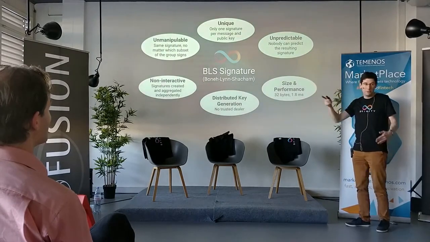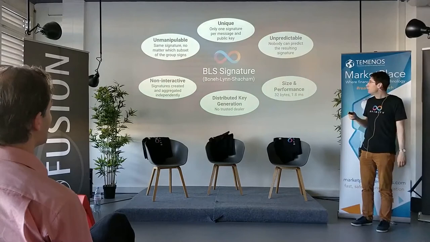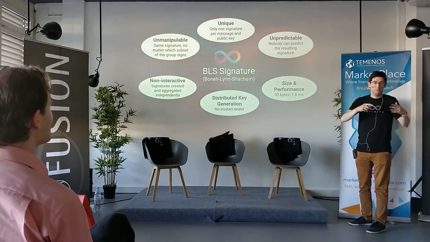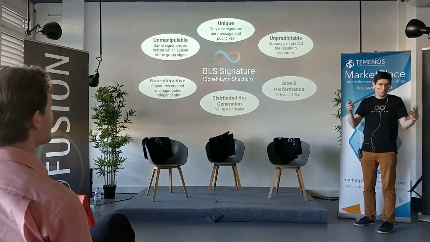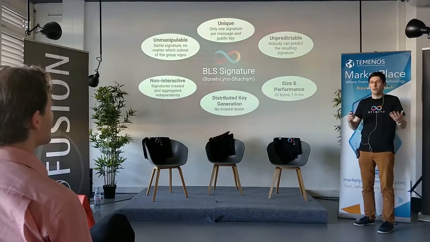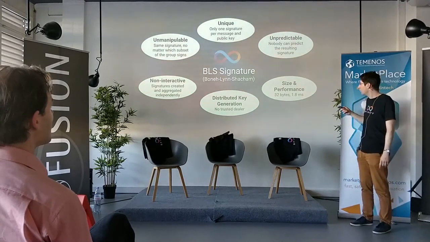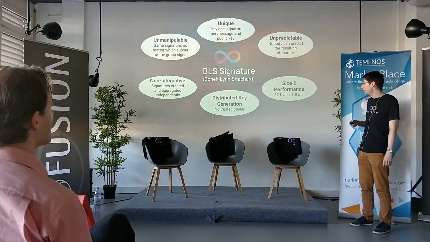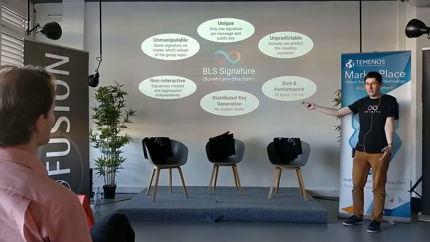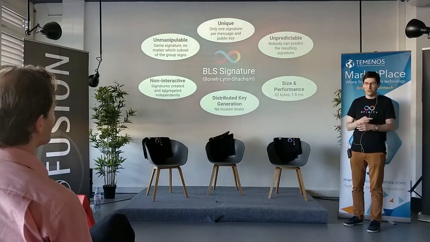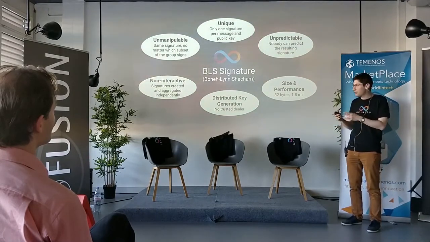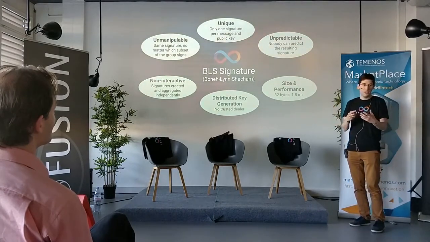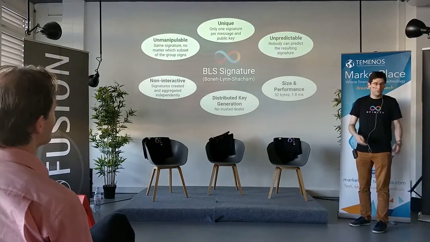It's always unique, so the result will be the same no matter which subset signs. And it's also unpredictable, unless you control maybe 51%. So if you control the whole threshold that you need to combine it, then of course you will be able to predict the outcome. But if you don't control the majority, you won't be able to predict anything. And it's also nice because all the signature creation and aggregation can be done individually. It's non-interactive, so it's very easy to just collect the signatures, and everyone can collect them and put them together and see what the result is.